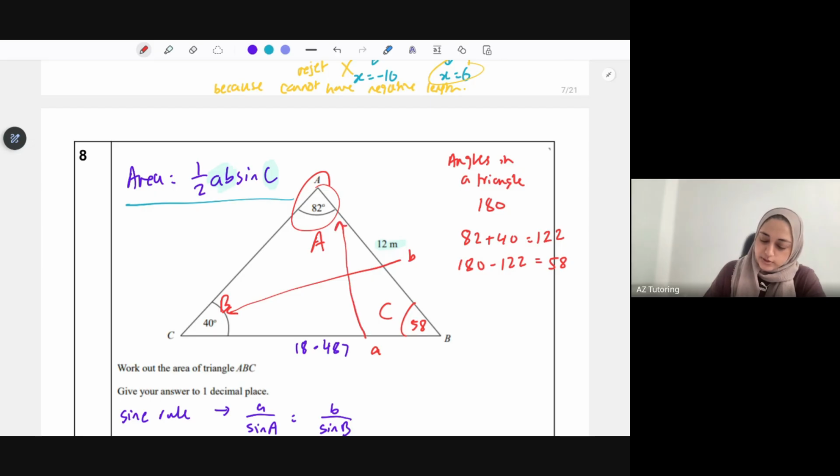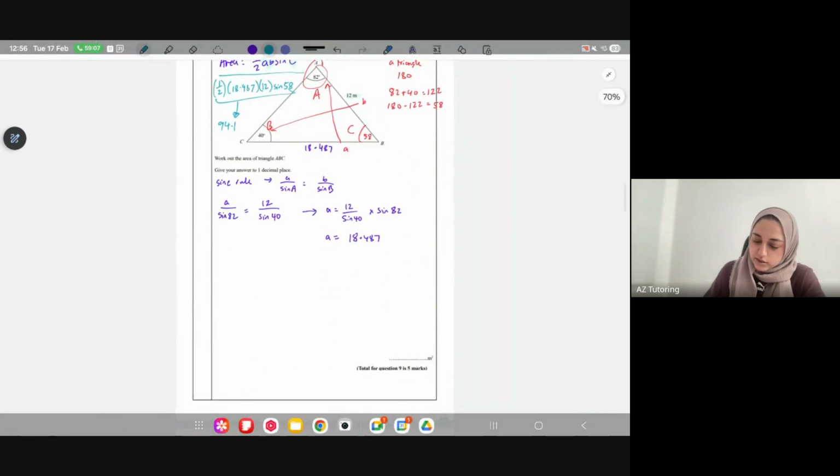Keep the arrow there so you know where it's coming from. So we've got area, which equals a half, times a, which is 18.487, which we just worked out here, times length b, which is 12, times sine of our angle C, which is what we just worked out, 58. Putting that all in the calculator, we end up getting 94.1 meters squared. That's my answer.